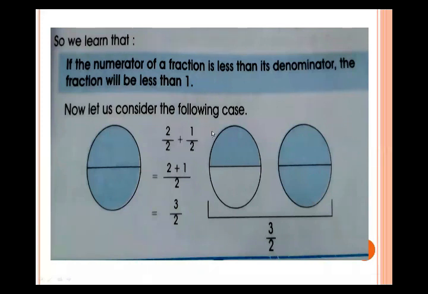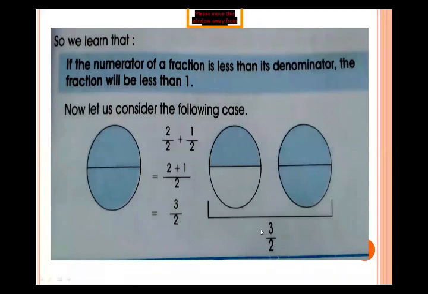If we want to add how many total parts are shaded, we look at here. First, in the first fraction you have 2 parts shaded. In the next one you have 1 part shaded. So how many total parts are here? 1, 2, 3. The numerator becomes 3, and each shape is divided into 2 parts. That's why the common denominator is 2. It means the fraction becomes 3 upon 2.